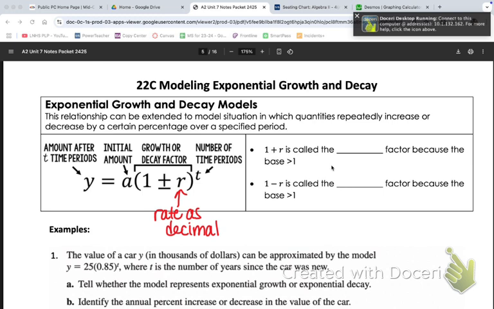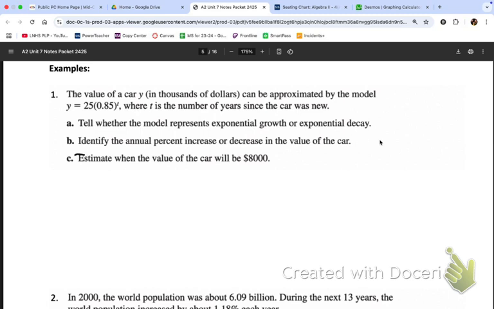Okay, today, let's see. A 1 plus R is called exponential growth. It's a growth factor because the base is greater than 1. 1 minus R is called the decay factor because the base is between 0 and 1. We talked about that day 1. We are going to skip part C. We'll do stuff like that later in the unit, not right now.